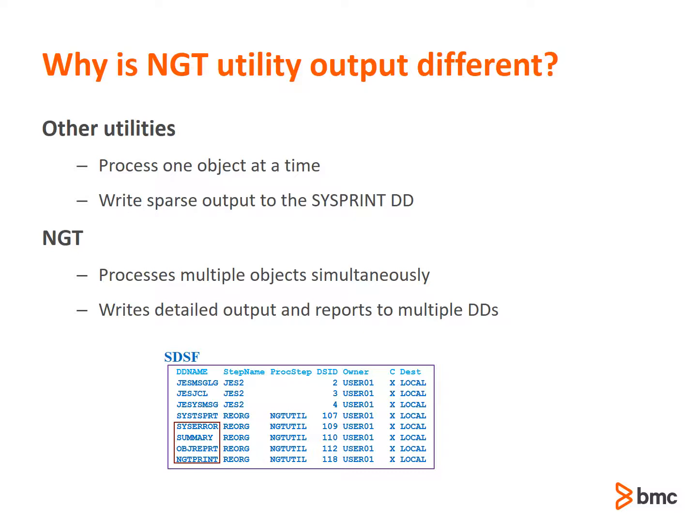To make this more manageable, segregated messages are written to multiple DDs including Cicero, summary, and object reports, making it easy to quickly identify utility progress, failures, or a summary of what has already occurred during utility execution. With this detailed output, you don't need to issue display commands to see what the utility has already completed or how far along it is with its processing. That information is summarized for you in the job output as the utility is executing.